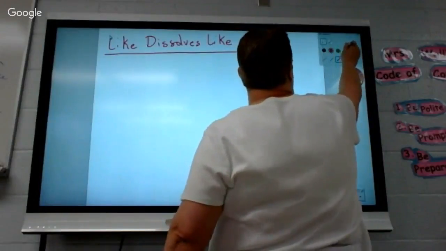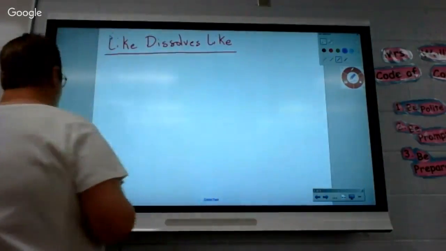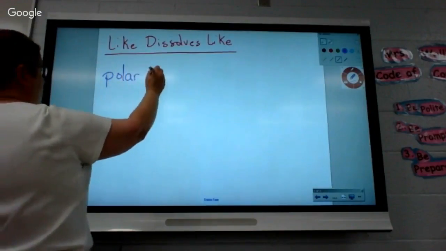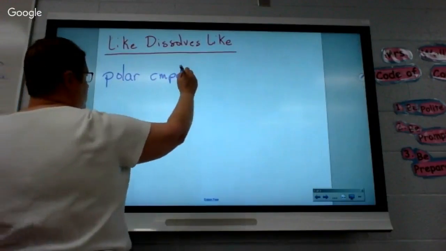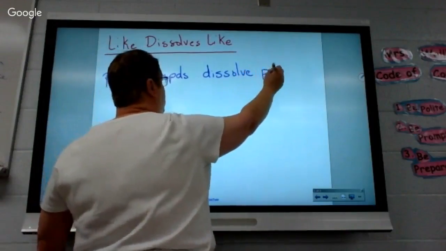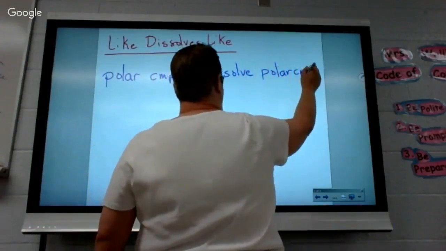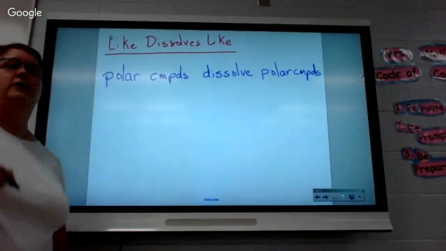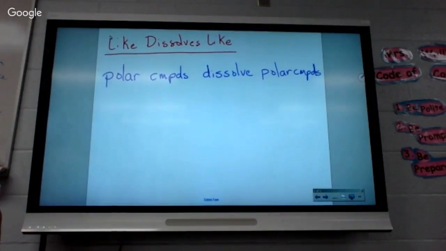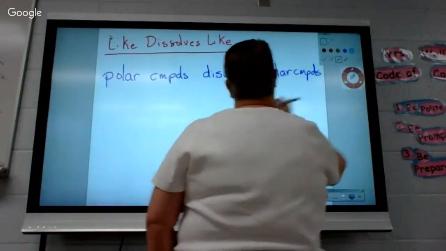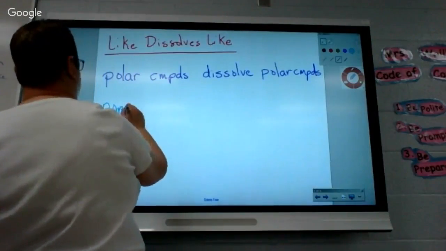Now, like dissolves like is just a rule of thumb. Essentially, it means polar compounds dissolve what? Based on what I've written at the top of the board. Polar compounds. Now, if polar compounds dissolve polar compounds, what would that say about non-polar compounds? They dissolve what? Exactly. All right, so non-polar compounds dissolve non-polar compounds.